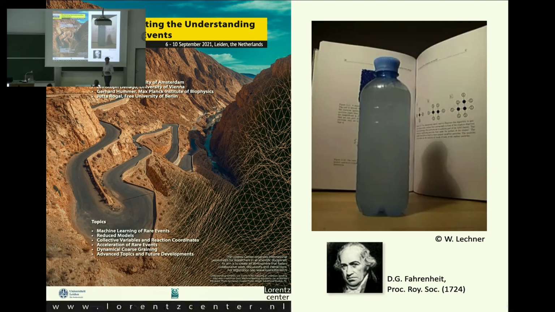When we wrote the application for this workshop to the Lawrence Center, we put in as one of the topics machine learning of rare events. The other topics were reduced models, collective variables, acceleration of rare events. We did this in 2019, in 2020 the workshop was postponed, and we had it in September. Between then and now, it turned out that basically the whole workshop was about machine learning. At the moment, this is an incredibly dynamic field, and I think it's really great that in TACO we have machine learning as one of the main goals, to use it to understand surface reactions, because now is really the time to do it. We couldn't have waited longer.